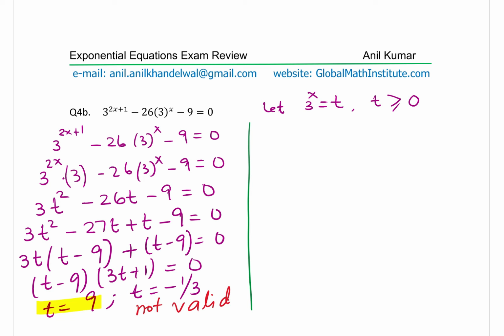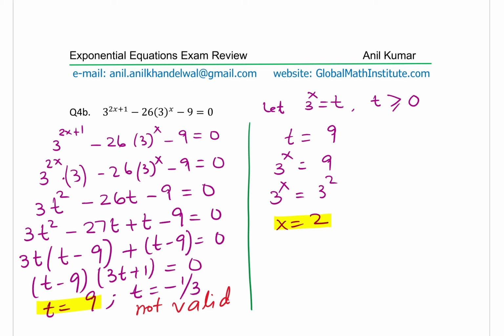So now we'll continue with t equals 9. That means 3 to the power of x equals 9. And now the common base is 3 squared. So we get x equals 2 as the solution. Now once again, it's a good practice to check. However, we'll treat this as the right solution.